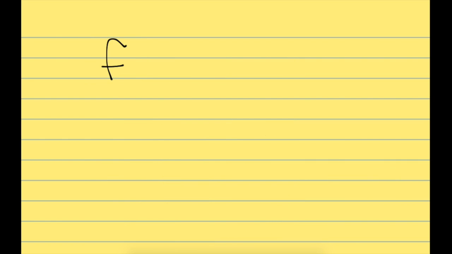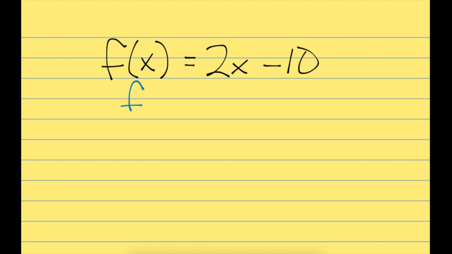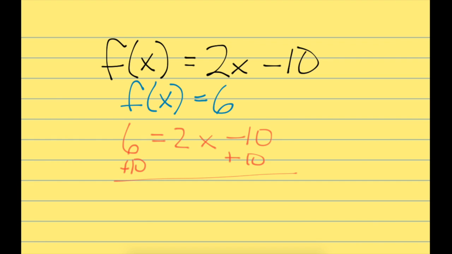If I were given a function f of x equals 2x minus 10, and I wanted to find the input that would give me an output of 6, then I'd be looking for x so that f of x equals 6. So what I'd do is take my original function and replace that f of x with 6, and I solve just like I normally solve my equations. Add 10 to both sides, divide by 2, and I'd get x equals 8. So an input of 8 will give me an output of 6.